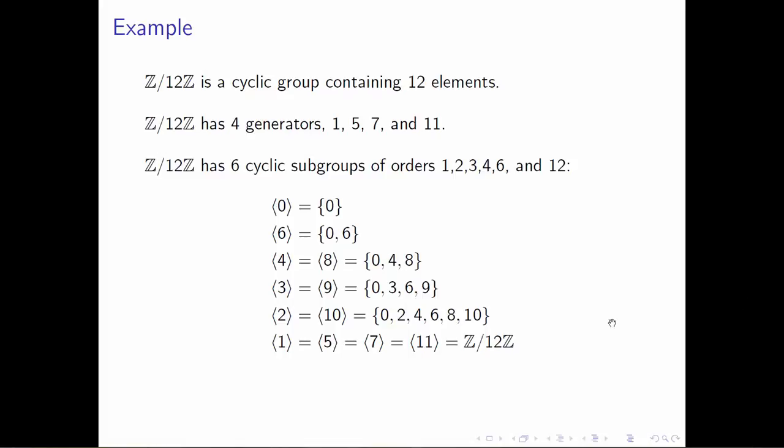So I found, obviously, when I take the group generated by the identity, all I get is the identity. When I take the group generated by 6, I saw that all across that row for 6, I just alternated back and forth, 0, 6, 0, 6, 0, 6. So the group generated by 6 is just the set containing those 2 points, and so on.